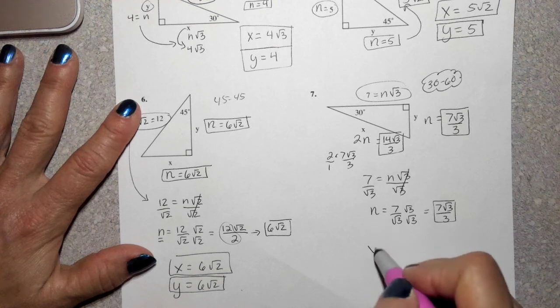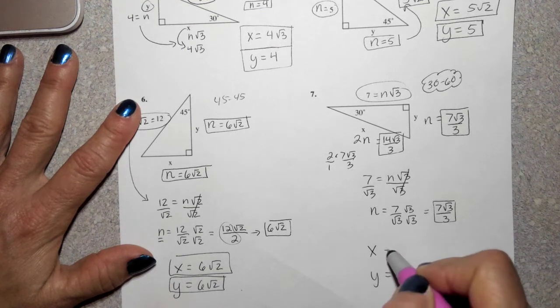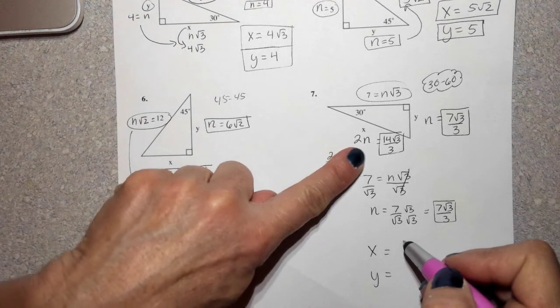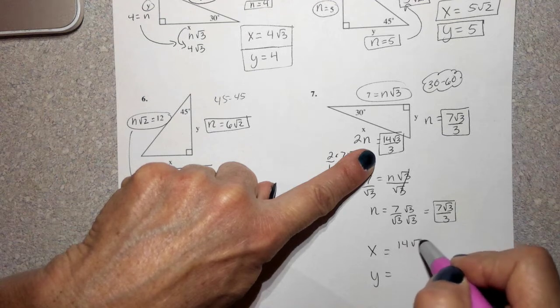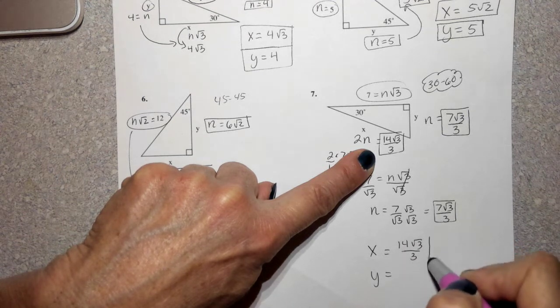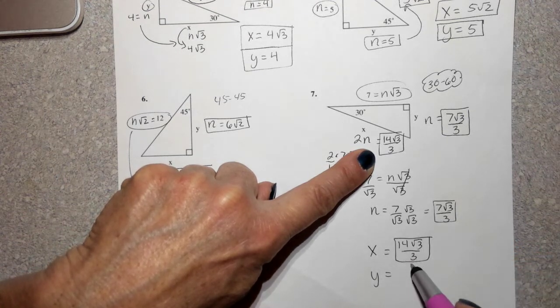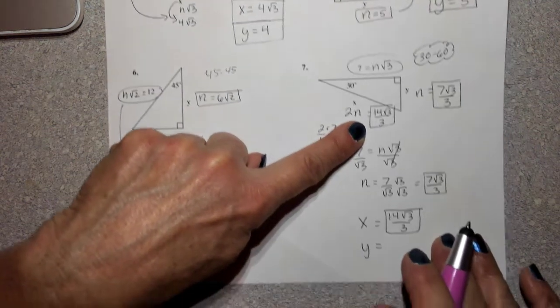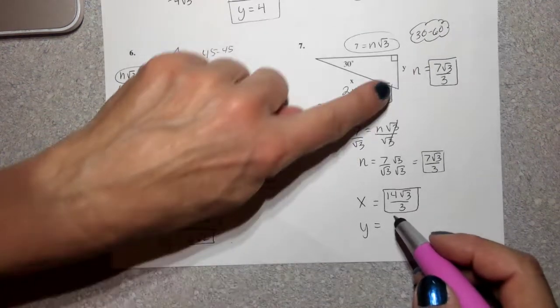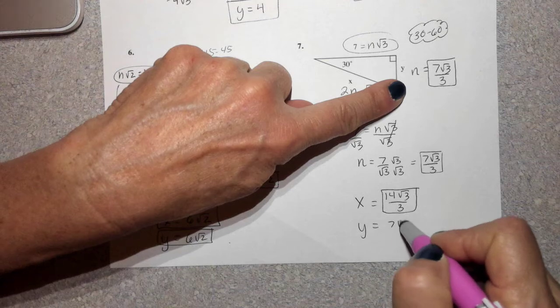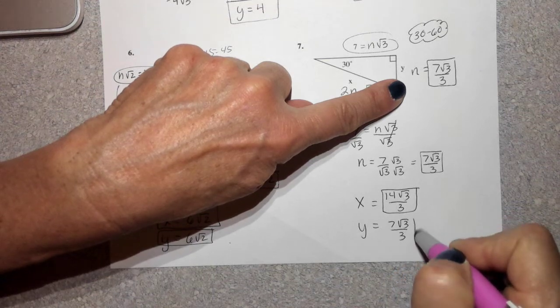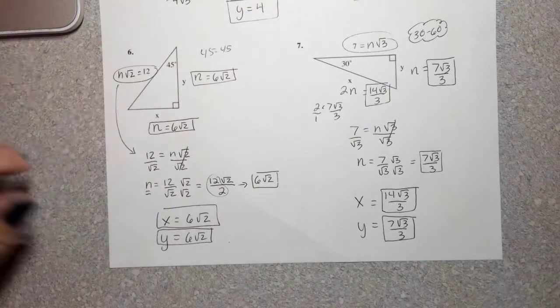So when I look at what they want, an x and a y. X is this side, which was 14 root 3 over 3. Can't reduce because 14 and 3 don't have anything in common. And then they wanted side y, which is the 7 root 3 over 3 side. So I got it.